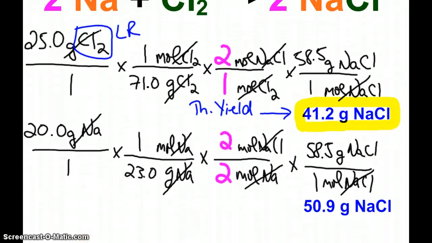If you did the shortcut mass, the first one would be 25 times 2 times 58.5 divided by 1 times 71. And the second one would be 20 times 2 times 58.5, and on the bottom 2 times 23.